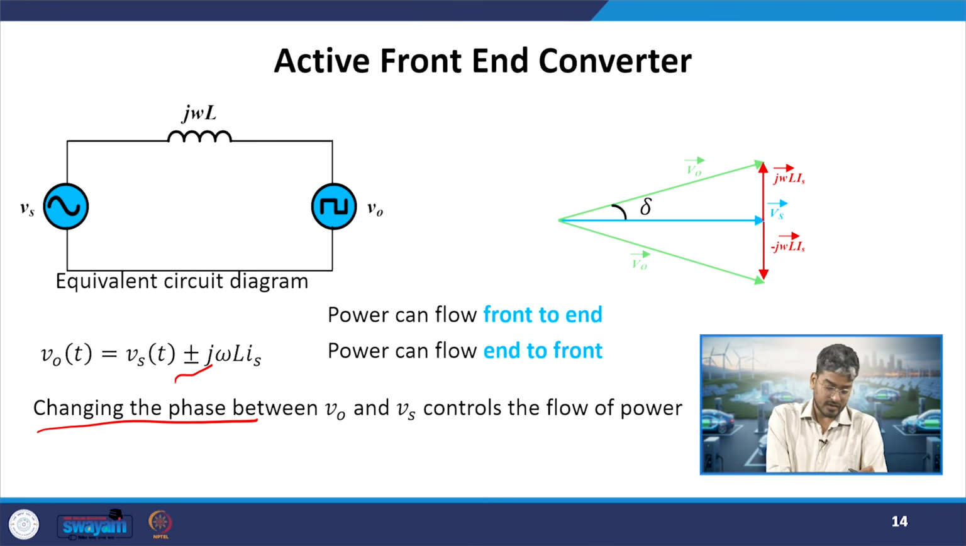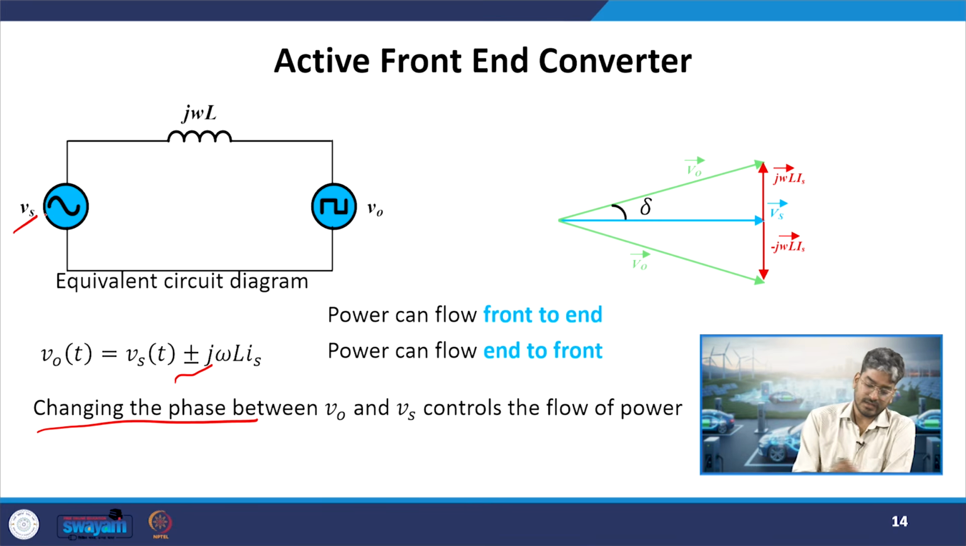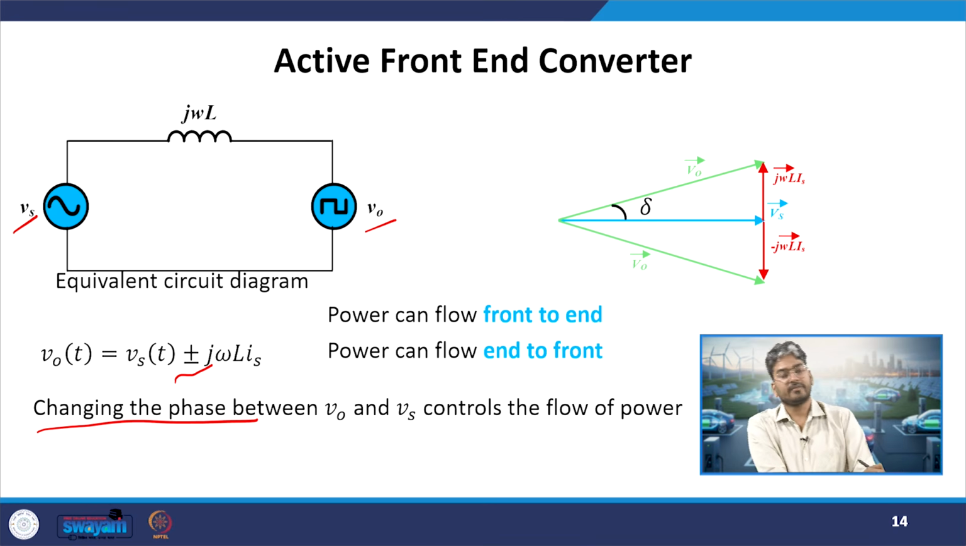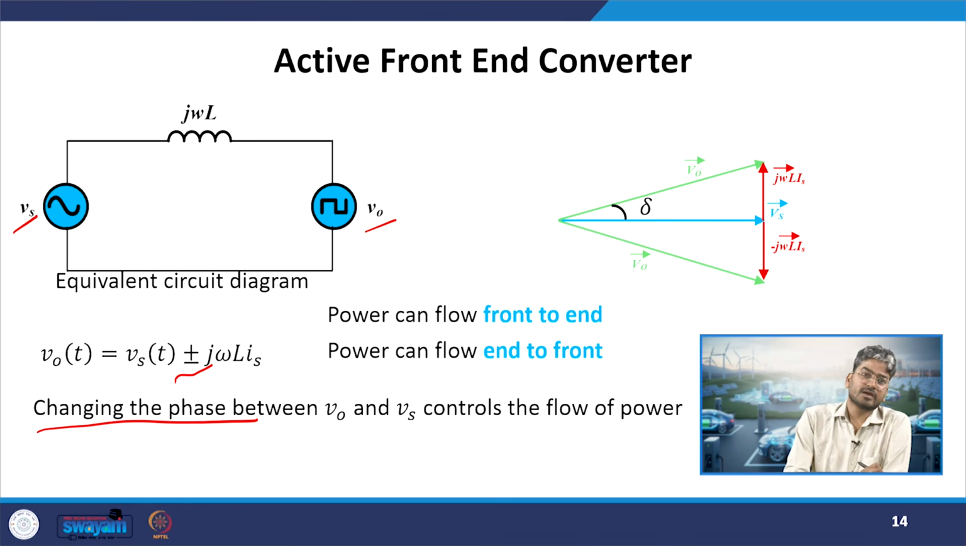So how do I control the active power? Just by changing the phase difference between the supply voltage and the voltage generated by the converter available with us. In this discussion, we have purely concentrated on the active power. So what will happen to the reactive power? The reactive power will depend on the magnitude of the voltage.